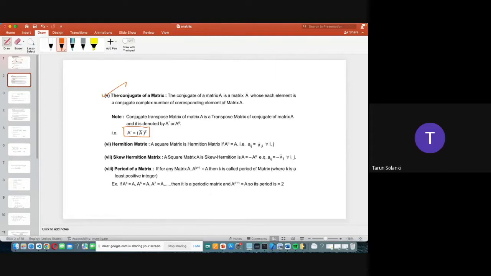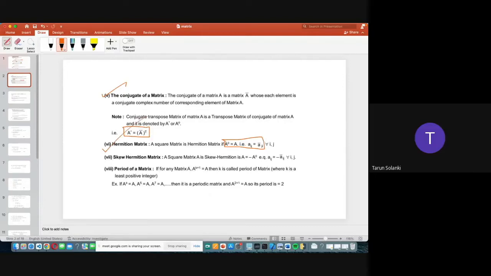Next is the Hermitian matrix, for which A theta, A to the power theta, is equal to A, that is a_ij is equal to a bar_ji. Let me highlight this here. A theta is equal to A, that is a_ij is equal to a bar_ji, for all i, j. So this is a Hermitian matrix.